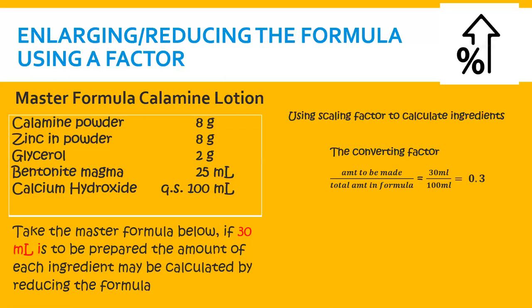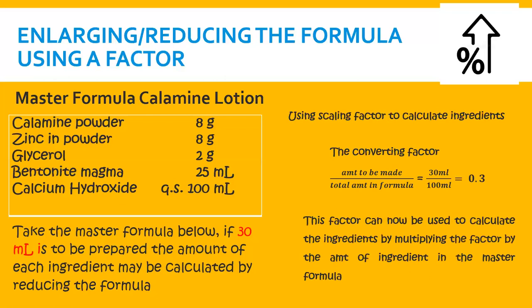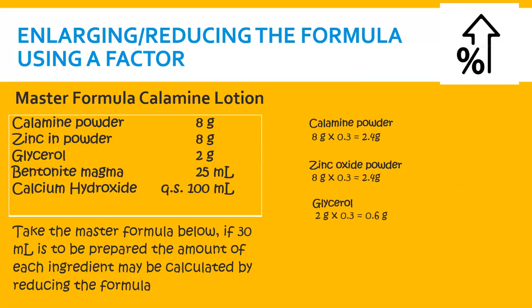So it means then that I am going to be reducing my formula by a scale of 0.3. So what does this look like? It looks like me multiplying that 0.3 by each of the 4 ingredients. That's the calamine, the zinc, the glycerol, and the bentonite by 0.3 to get the reduced amount for 30 mils. So for calamine powder, I'm multiplying it by 0.3. Similar for zinc oxide, glycerol, and the bentonite. And notice we are decreasing the amounts by a third, basically.